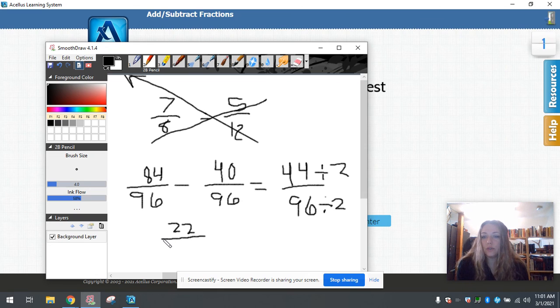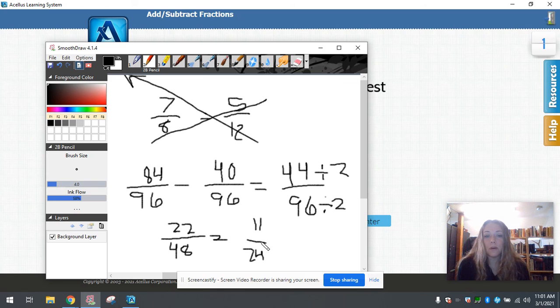96 divided by 2 is, well, half of 90 is 45. Half of 6 is 3. 45 plus 3 is 48. They're both even still, so again, I'm going to divide by 2. 22 divided by 2 is 11. 48 divided by 2 is 24.